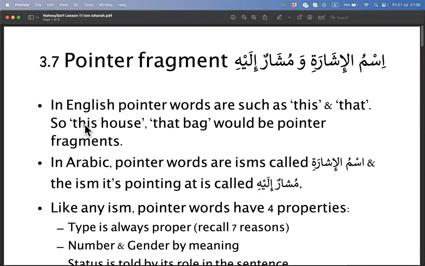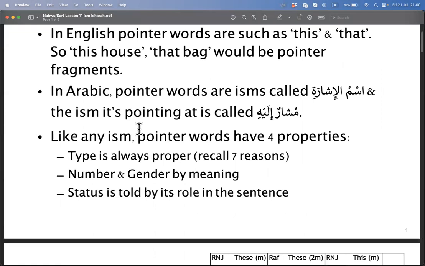Okay, so new topic today. Today we're going to do Ism Isyarah. Ism Isyarah is a pointer fragment, like when we say isyarat, right? Pointer fragment. So it's like this and that. So I can say this house, that bag, that kind of fragments. And in Arabic, they are called Ism Isyarah. And the thing that it's pointing to will be called the Musharun Ilaihi.